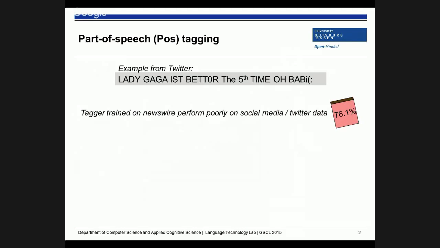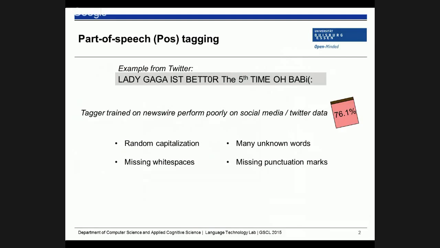So researchers reported something around 76% accuracy on this kind of noisy data if you use some of the available part-of-speech taggers. The reasons are manifold. So you have random capitalization, as you can see here, unknown word forms, which might be intended or unintended spelling variations of existing words, missing white spaces, but also missing punctuation marks, or even frequent use of punctuation marks, which is not really grammatical at all.